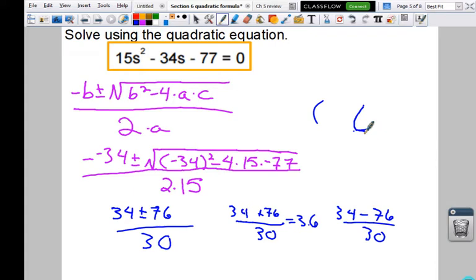Negative 1.4. Yeah, I got 1.5. Alright, pretty good, guys. Those were our two answers. Pretty good.